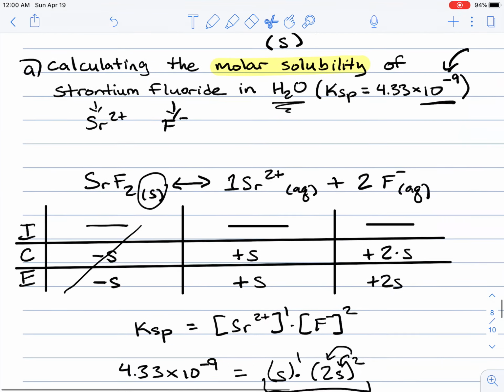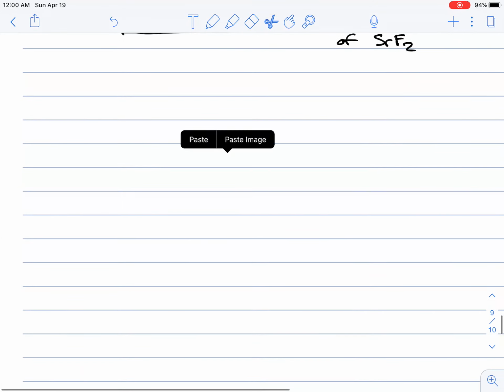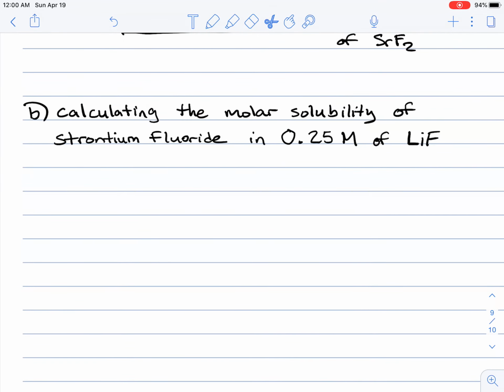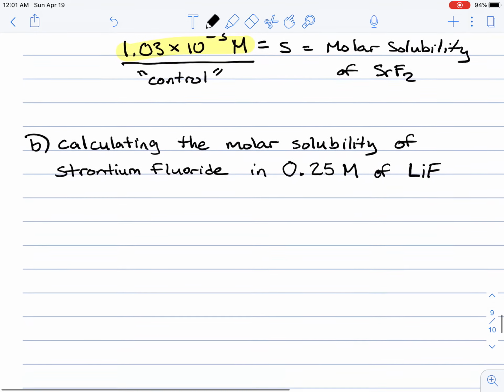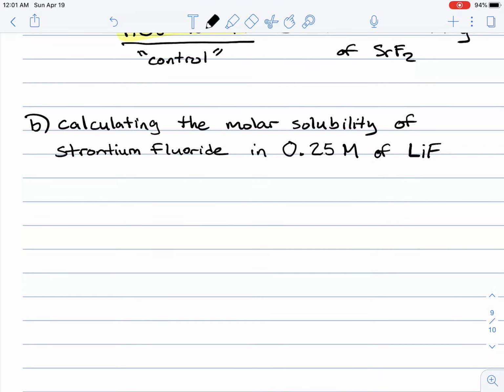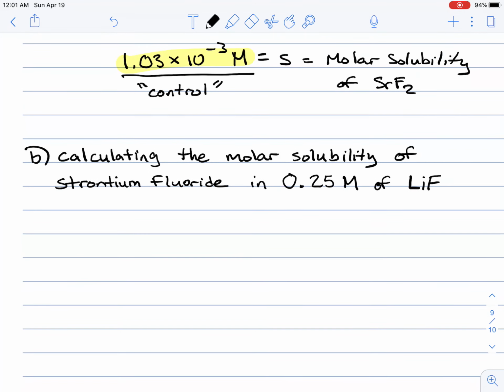Okay. So let's go ahead and do part B. Remember that this value is our control, right? I'll just go ahead and put in control. All right, so now we're going to calculate the molar solubility of strontium fluoride in 0.25 molar of lithium fluoride.